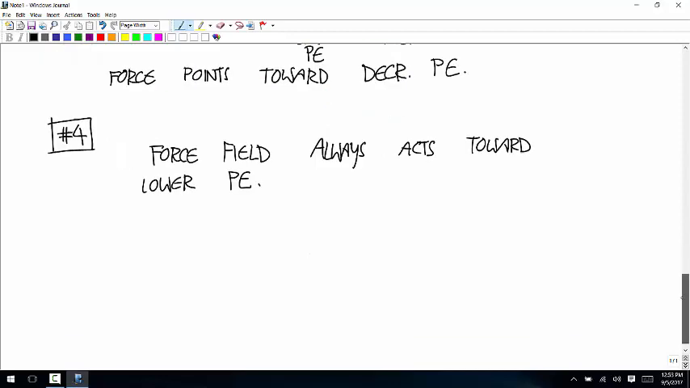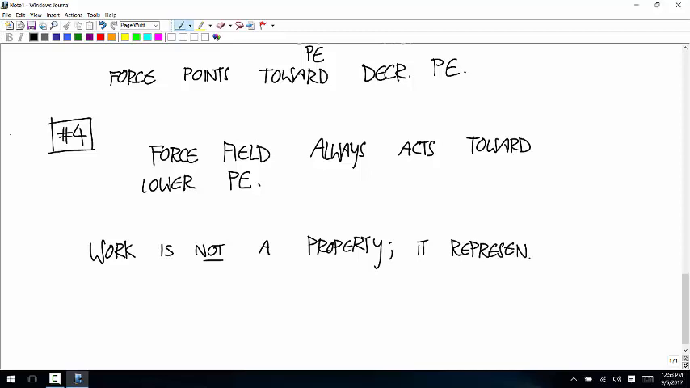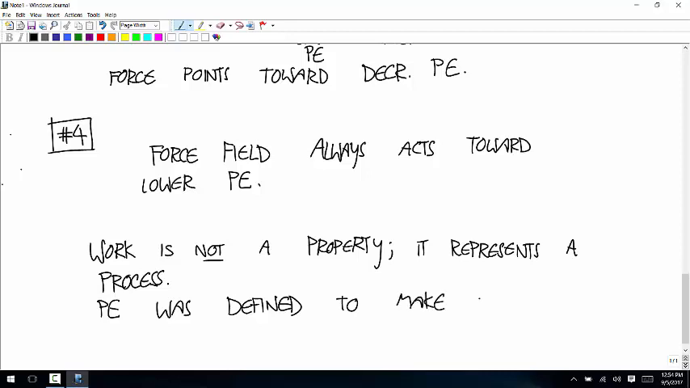I want to say one thing, or ask one thing. When I was talking about potential energy, I was really emphasizing that the way to think of potential energy is as an easy way to do work for conservative forces. And so work is not a property. It represents a process. Potential energy is defined to make work calculations easier.